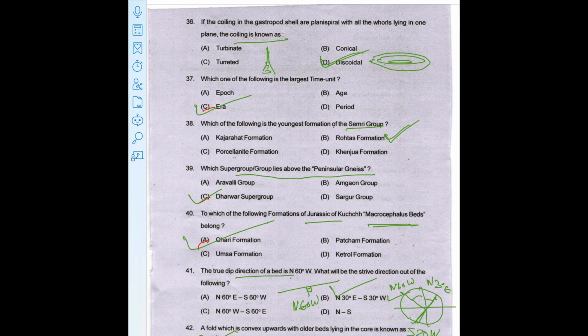In case of chevron fold, we have sharp crests. In case of syncline, we have younger rocks at the core. In case of box fold, we have box-like pattern with two hinges. In each fold, we have two hinges. So, when we talk about the older rocks at the core, convex upward structure, it is anticline.